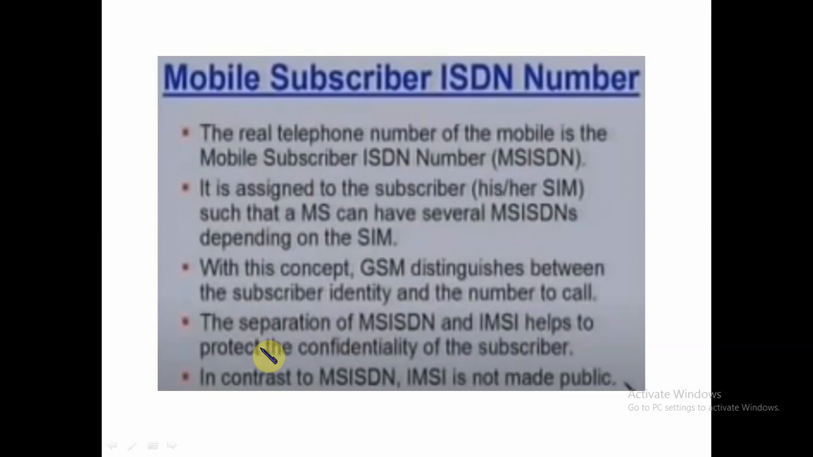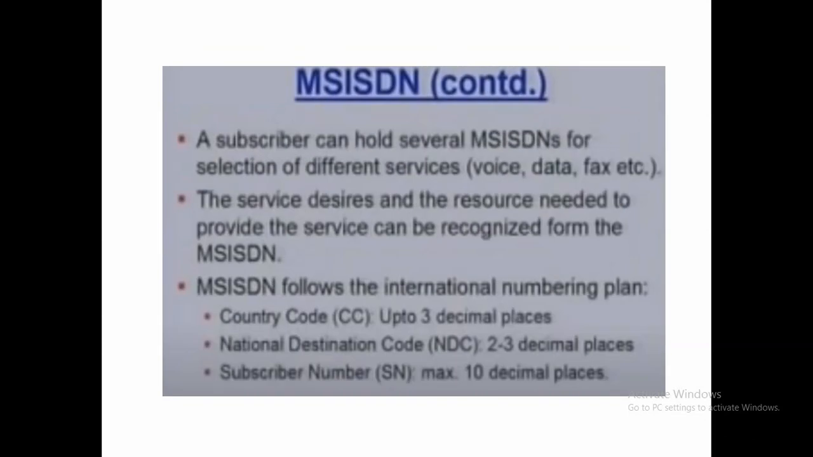And what does it mean? With the same handset and same SIM card, I can enjoy a couple of numbers, for voice, data, fax, etc. The service desired and the resource needed to provide the service can be recognized from the Mobile Subscriber ISDN.